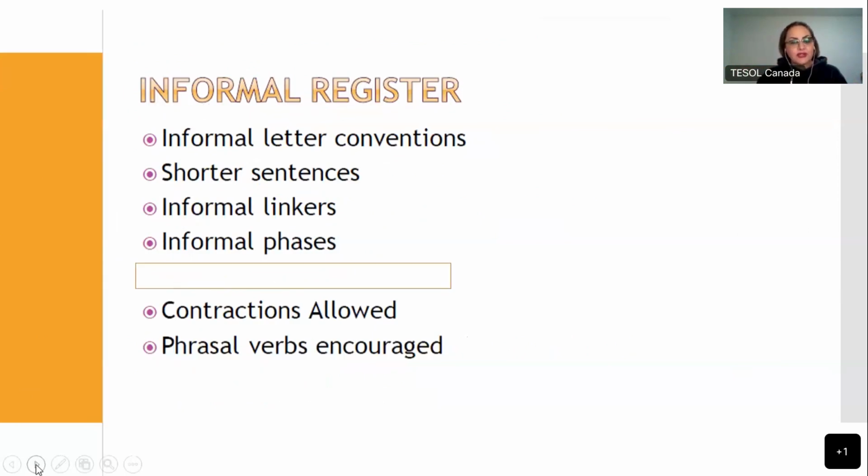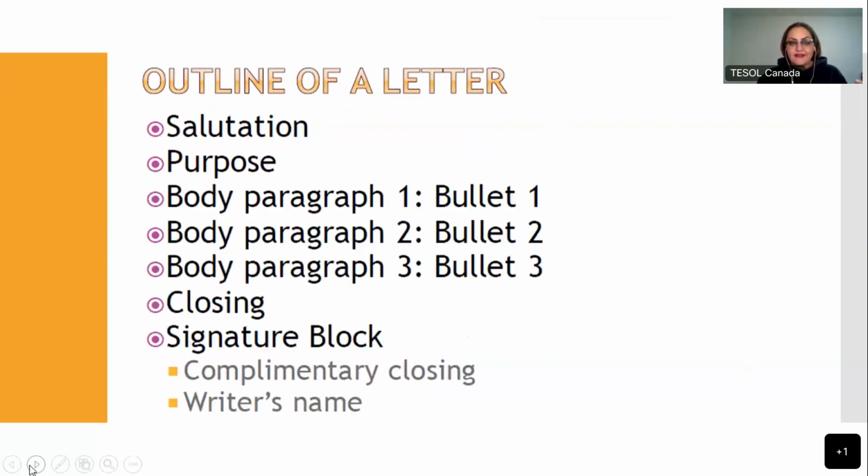In informal letters, you use shortened sentences, and you start like, Hi Mom, Hi Jack, okay? Informal linkers, informal phrases, contractions allowed, and even phrasal verbs. You can use lots of phrasal verbs because it's like a written form of your spoken language. So the style is going to be different.